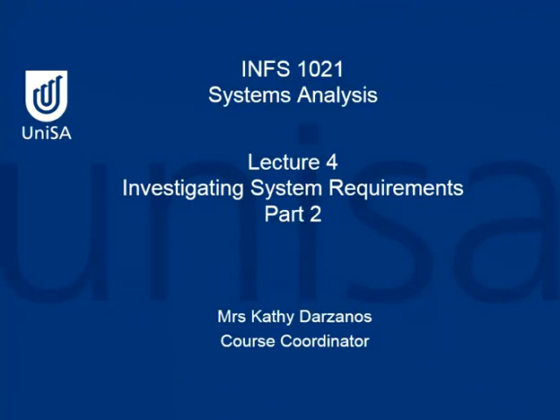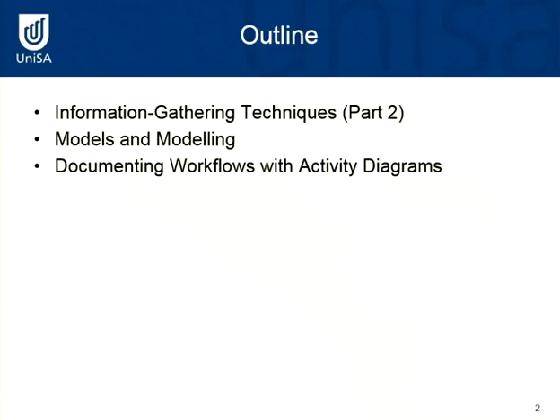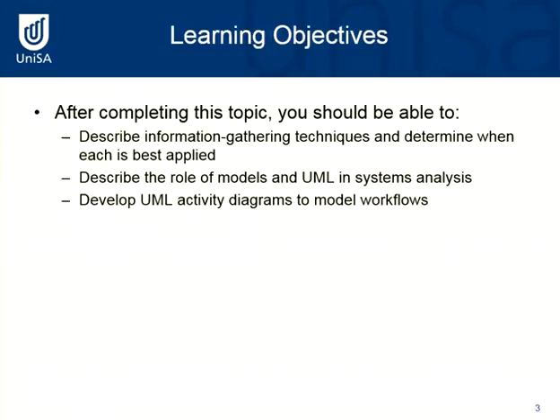So basically it's extending or moving on from what we recapped last week in terms of the information gathering techniques. So you'll be more familiar with the different types of techniques that are out there. We'll look at the UML models that can be created, and we'll have a bit of a snapshot of creating UML activity diagrams and using, in this particular instance, UML activity diagrams to model workflows. Okay?